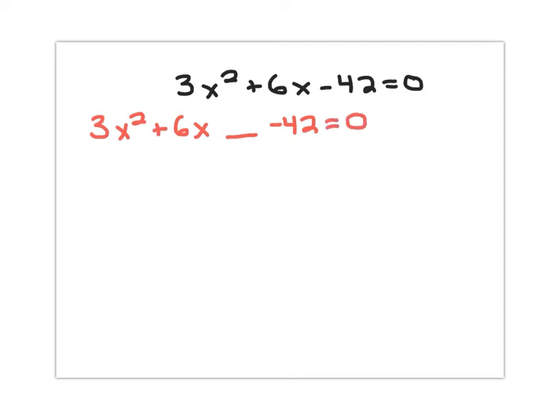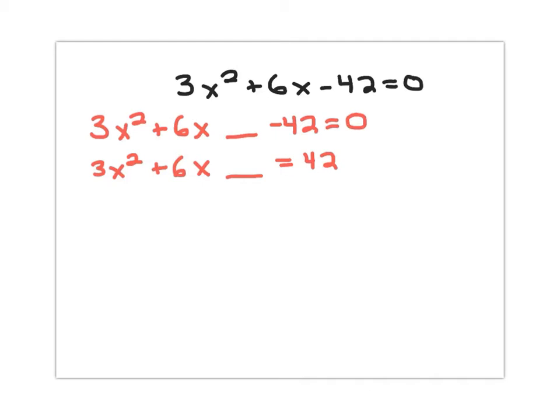That's one way to take a look at it. Or you can move it to the other side, which would be 3x squared plus 6x equals 42. Okay, I'm going to go ahead and choose to move it to the other side. And now before completing the square, I'm going to look for a greatest common factor.